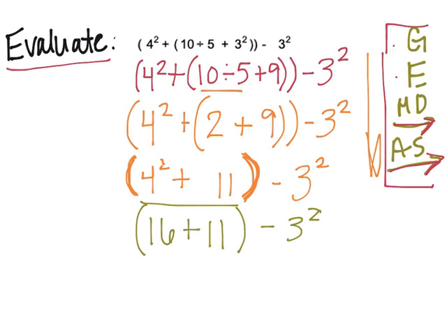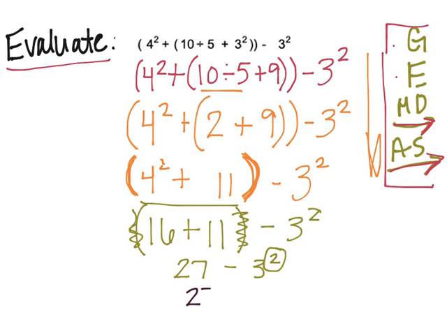I have one operation left within that parentheses, which is 16 plus 11, which is 27. Since I'm left with one value within that group, I get to get rid of those parentheses. So I'm left with 27 minus 3 squared. Before I can do the subtraction, I need to evaluate this exponent. So 3 squared is the same as 3 times 3, which is 9.